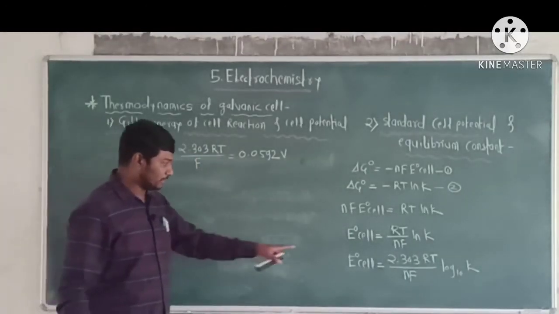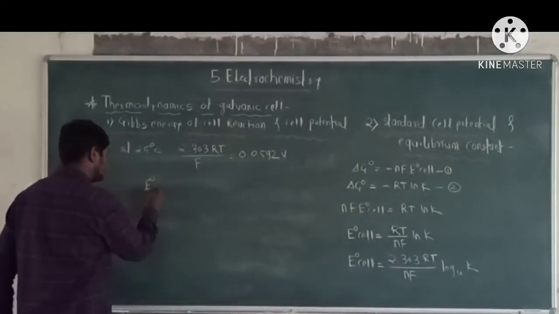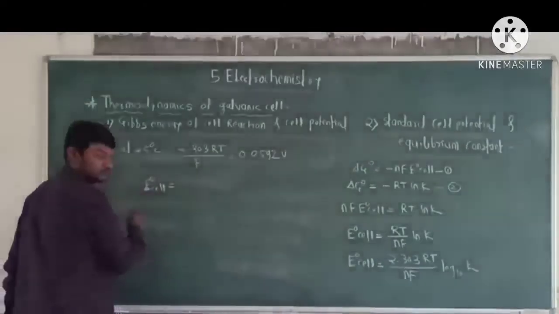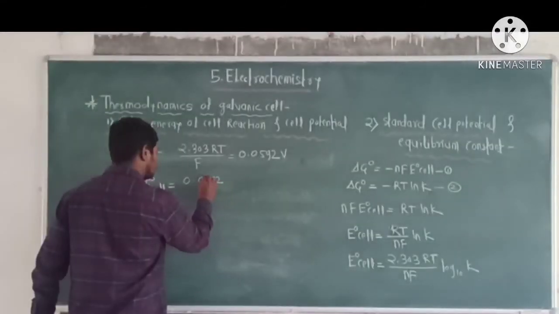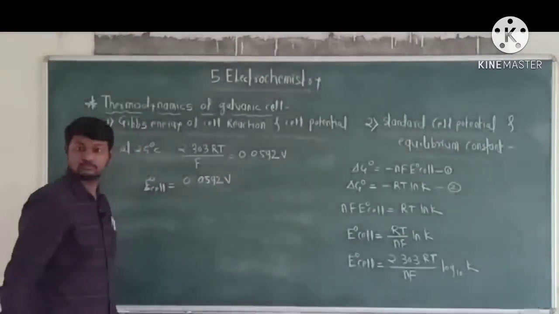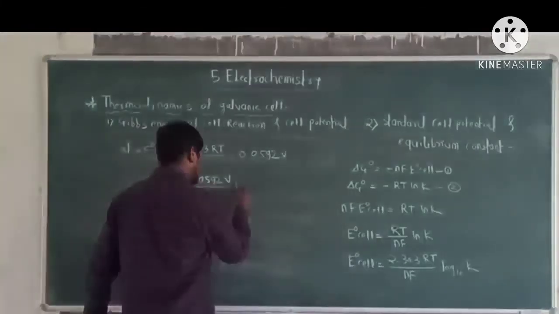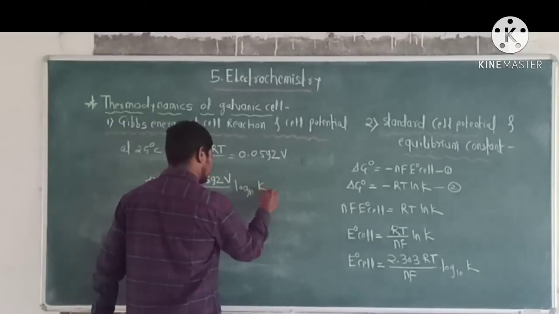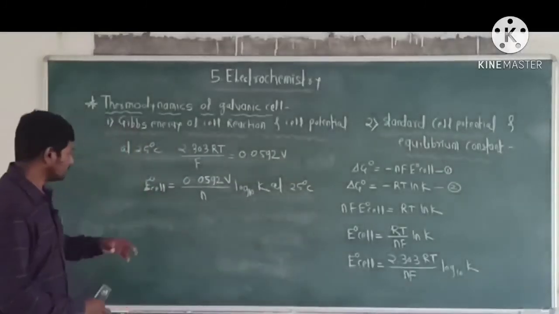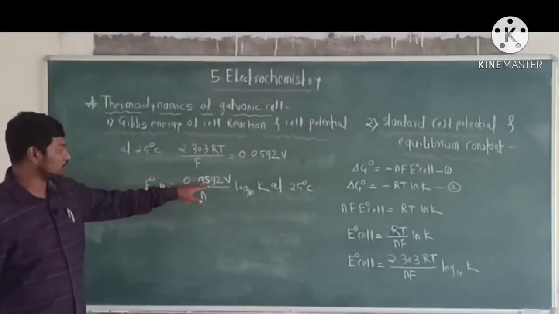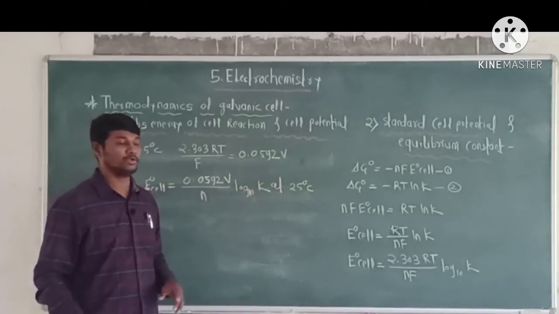Therefore, write down this equation, that is E0 cell is equal to 0.0592 volt divided by n log to the base 10 K at 25 degrees Celsius. E0 cell is equal to 0.0592 volt upon n into log to the base 10 K at 25 degrees Celsius.